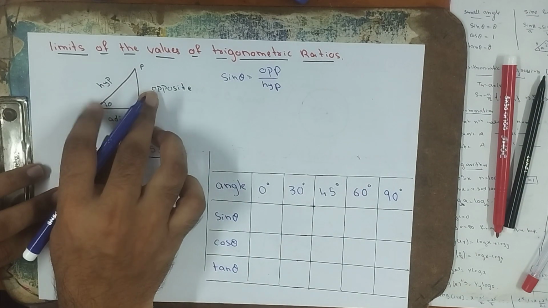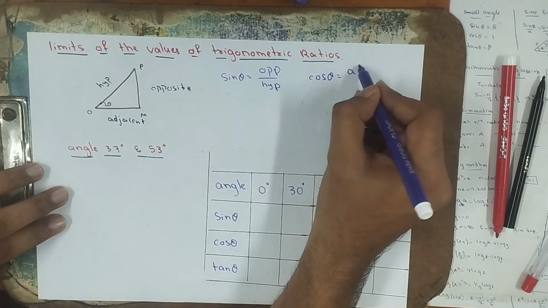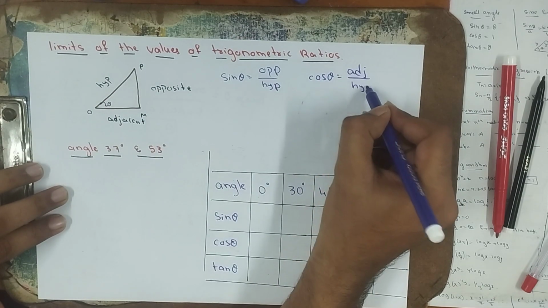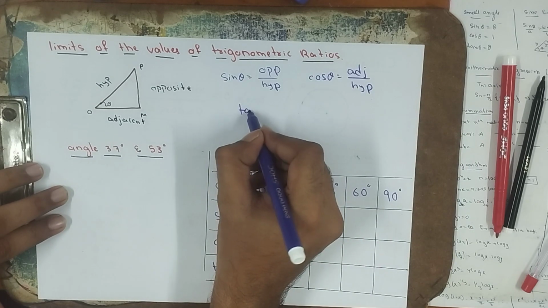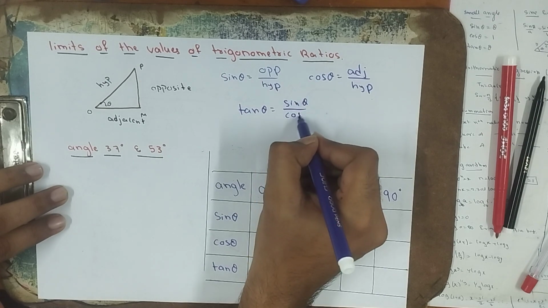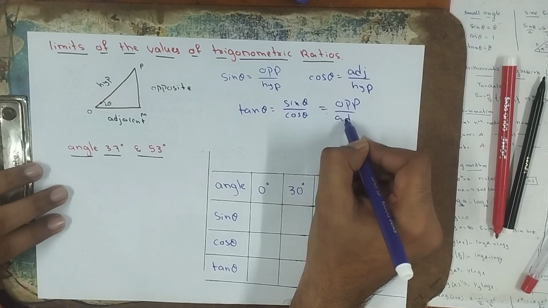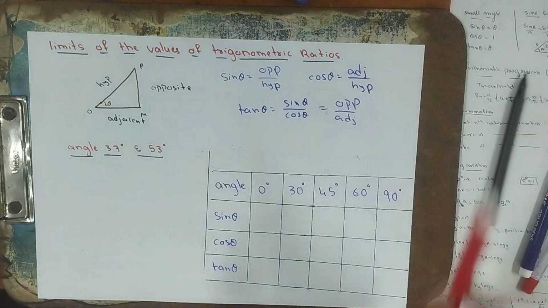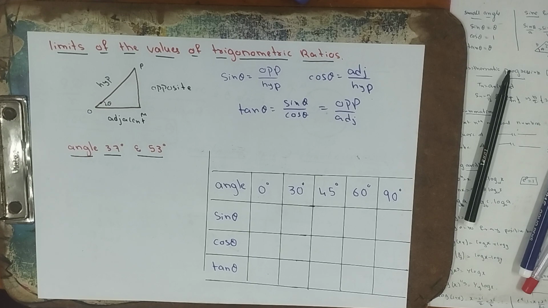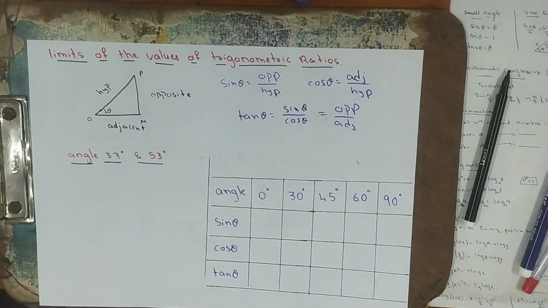We know sin theta is equal to opposite by hypotenuse, and your cos theta is equal to adjacent by hypotenuse, and your tan theta, which is sin theta divided by cos theta, is equal to opposite divided by adjacent. Only these 3 needed, sir? No, remaining 3 also needed, because the remaining 3 are the reciprocals of these. The remaining 3 are the reciprocals of sine, cosine and tan theta. Very simple, that you can do, and you have to do.